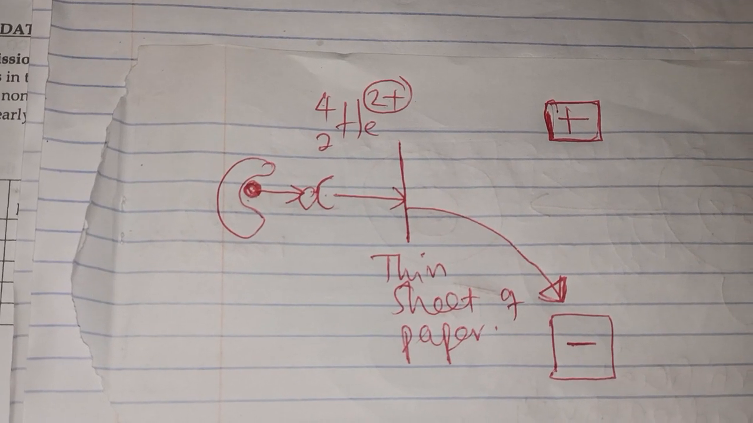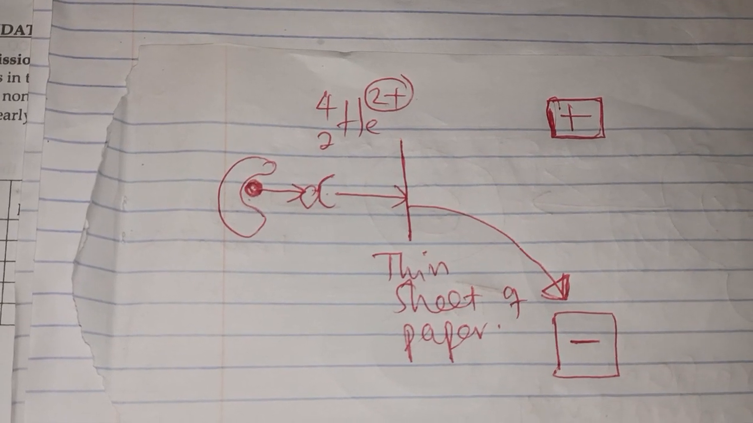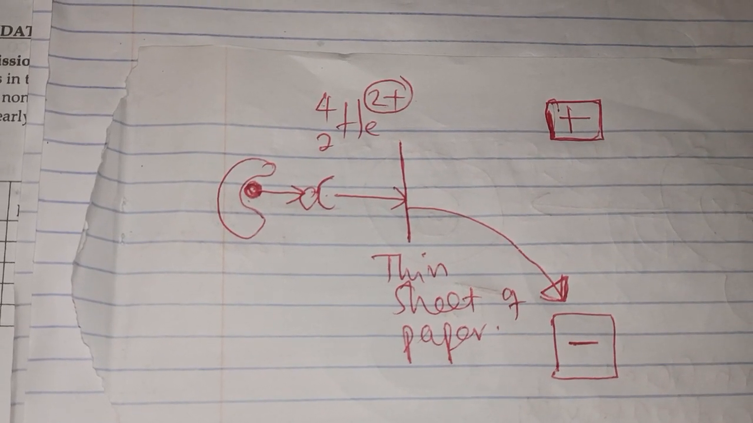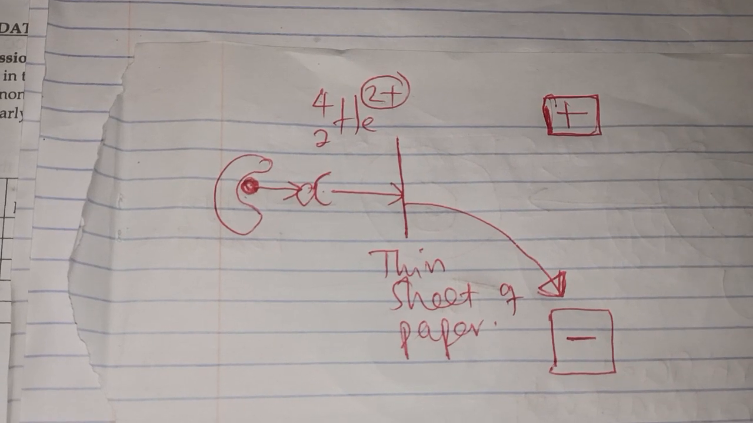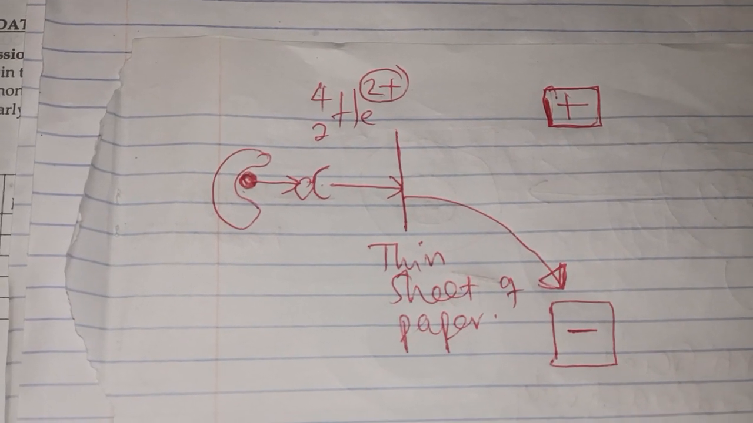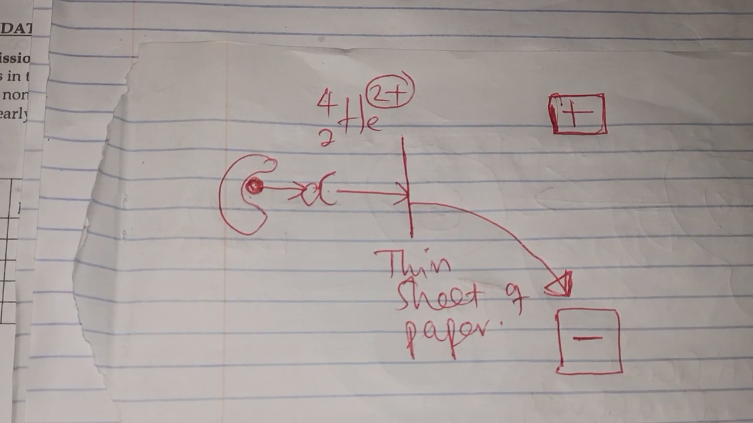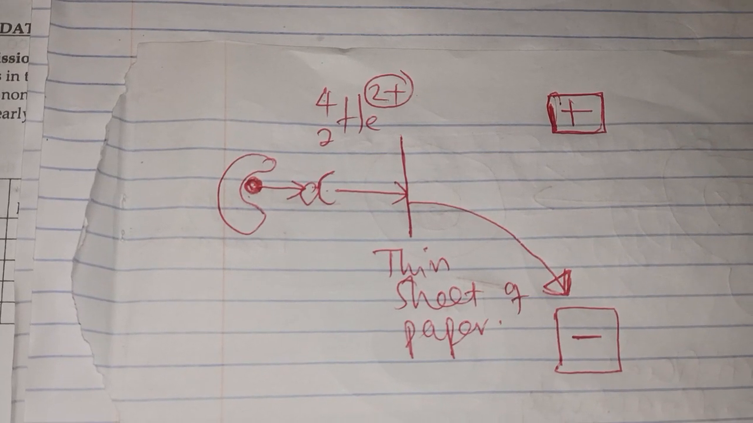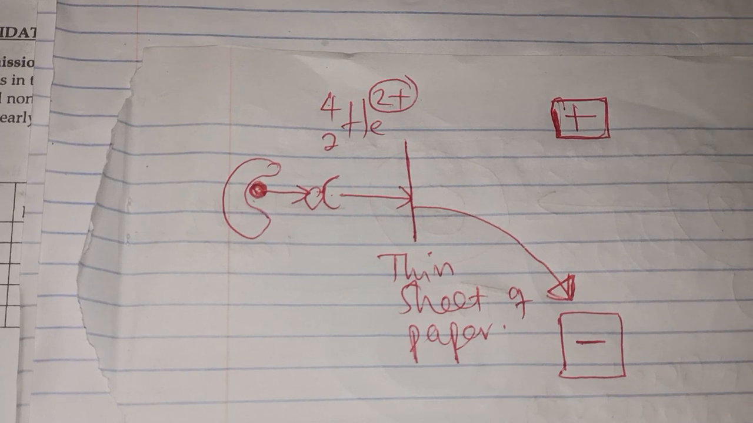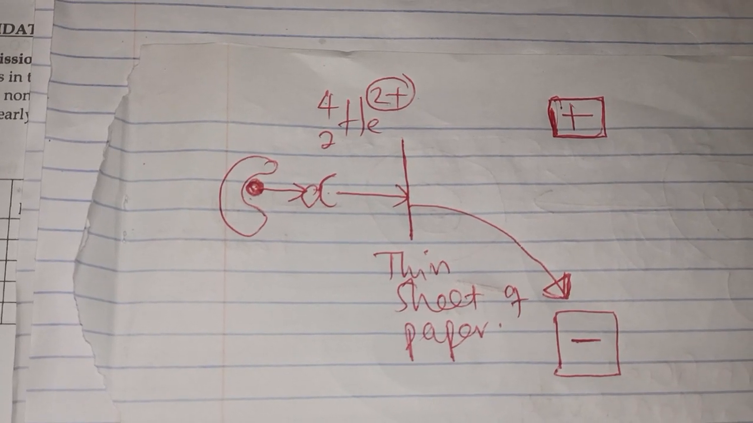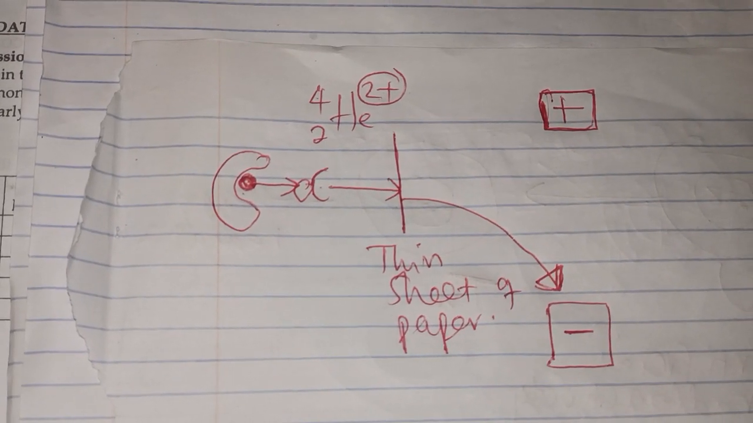They are not very light, they are very heavy. So they have very slight deflections. Why? Because their heaviness makes them move at a very slow speed and slowly get deflected to a very small extent towards the negative plate in that electric field.